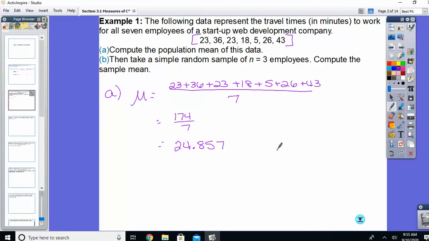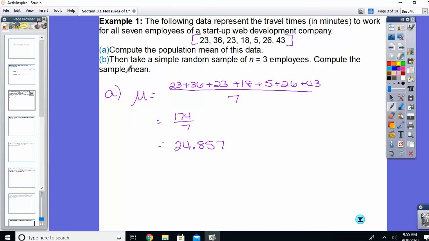Okay, 24.857 approximately. I didn't tell you how many decimal places to round. Please do not round to the nearest whole number when you're doing these. Keep some decimal places. If I don't specifically say in the problem, then try to keep a few so that your answers are accurate. Is that one okay?